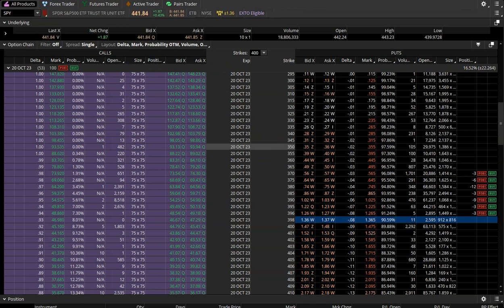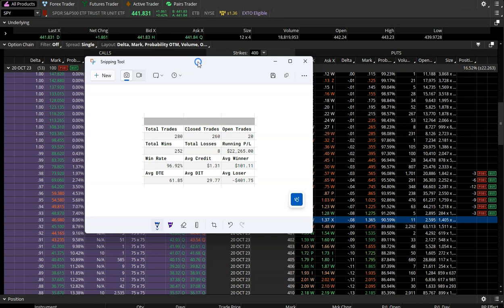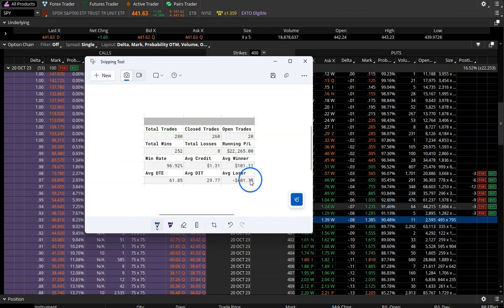And here are some of the results from when I first initiated this campaign. So we had a total of 280 trades. We currently have 20 trades that are open. I think I closed one earlier today. This was a GTC order that was filled, so this is not reflected on this snapshot, but we have about 260 closed trades. We have 252 wins, a couple of losses. And as far as losses, we'll talk about that in just a second.